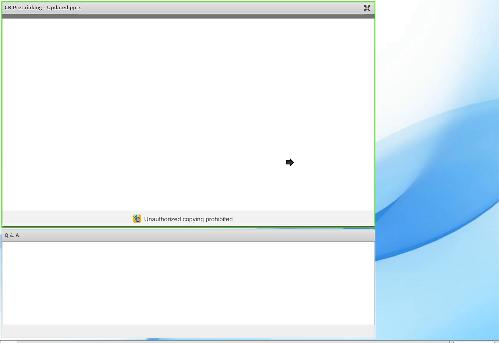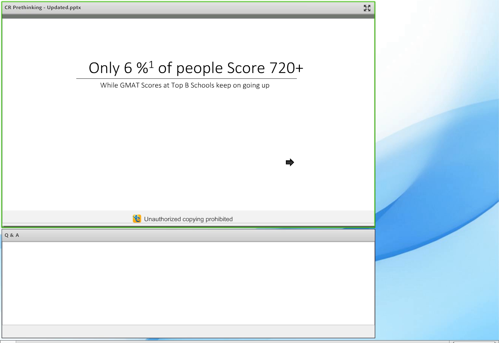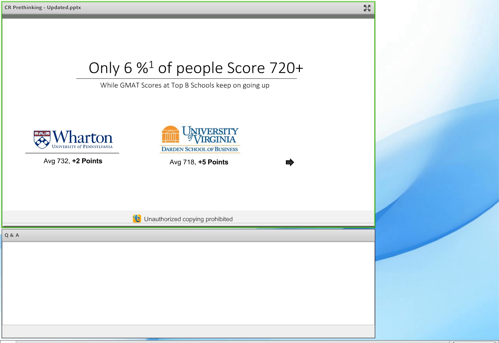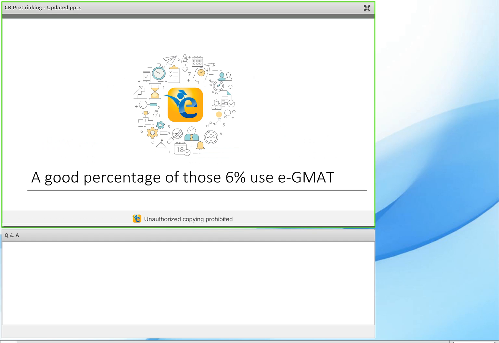So earlier on, I asked this question, which was, "What's your target GMAT score?" And about 65% of you said your target GMAT score is 730 or higher. While 65% of you were aiming for that score, realistically, only 6% of the people get to that score of 720 or higher. And this is despite the fact that when you look at the median scores at top business schools, those scores continue to actually go up and up, and they've been going up for the last few years or so.